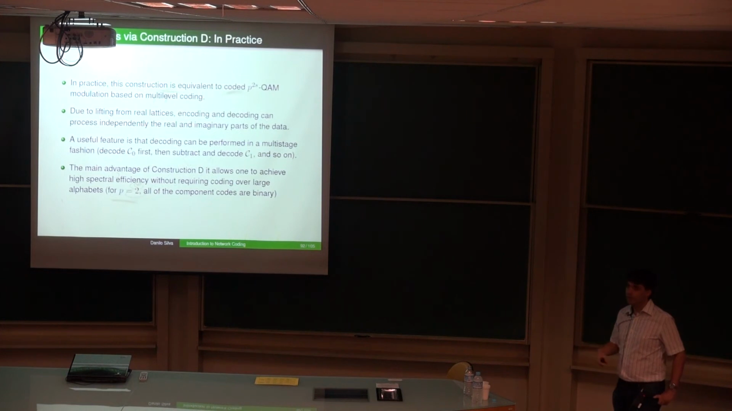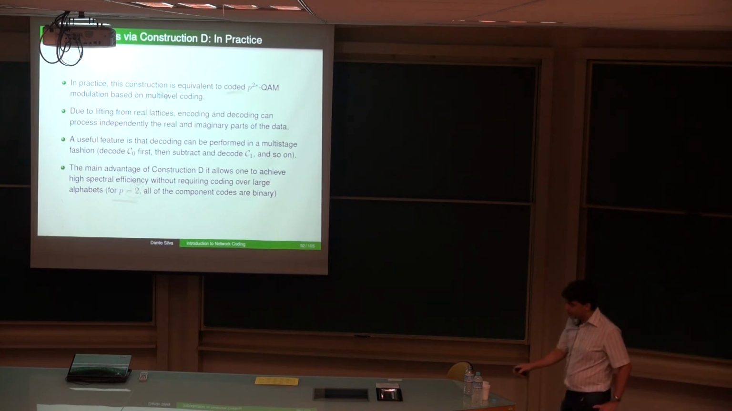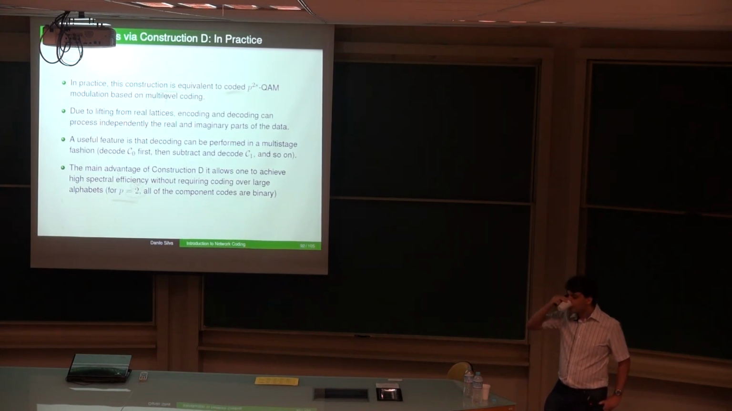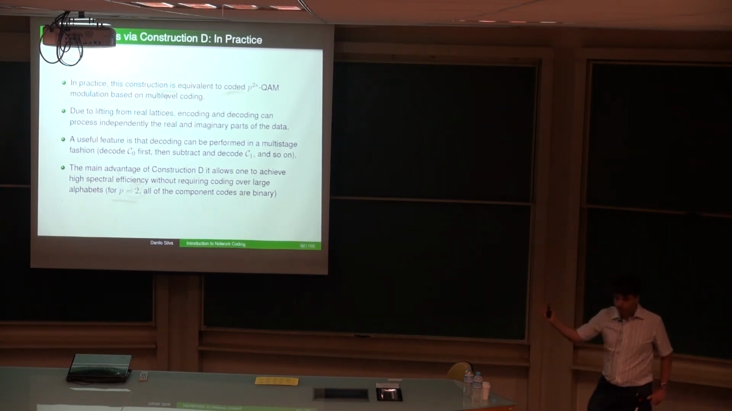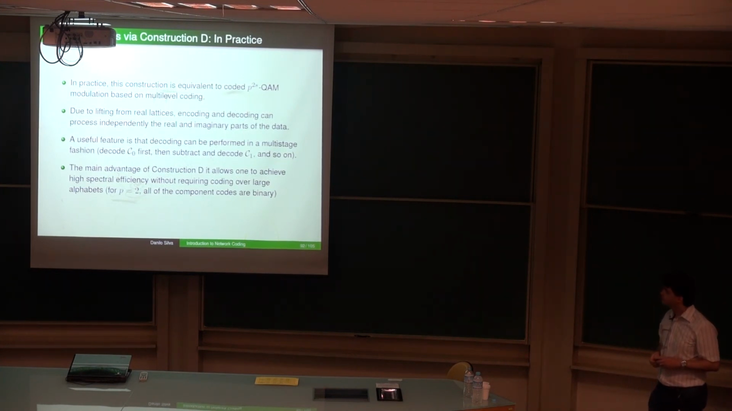If P equals 2, encoding and decoding is just performed over binary linear codes, which is something very well studied. But by doing that, you can achieve high spectral efficiency, that you wouldn't be able to do with construction A and P equals 2. So we can get the best of both worlds. We can get high spectral efficiency and still use binary codes.